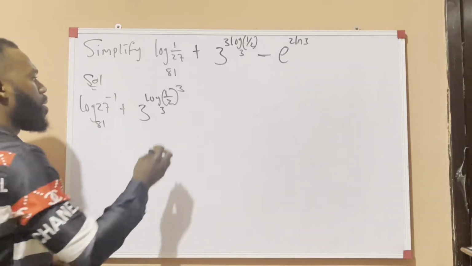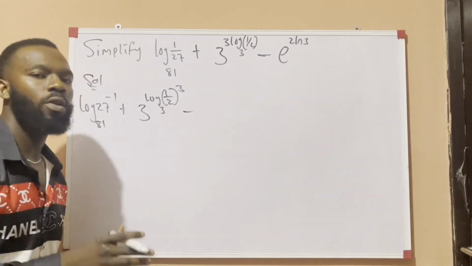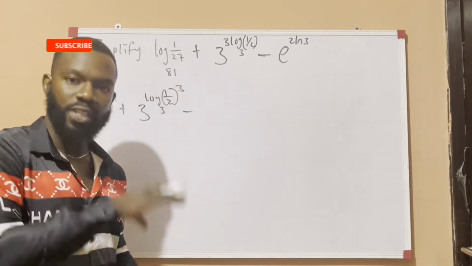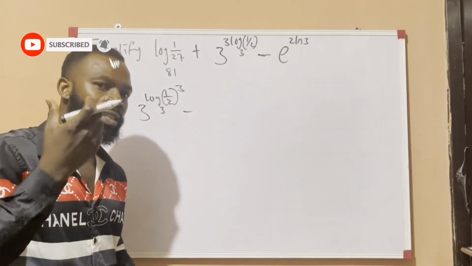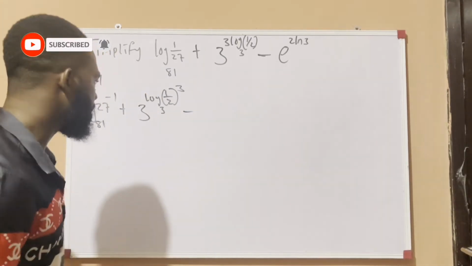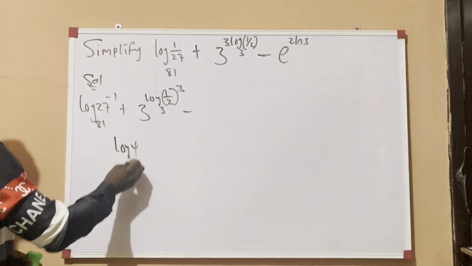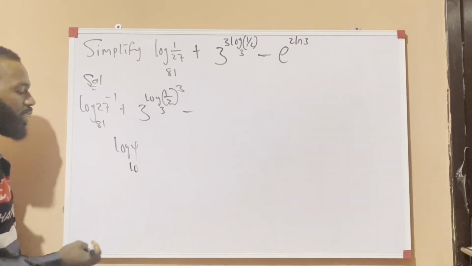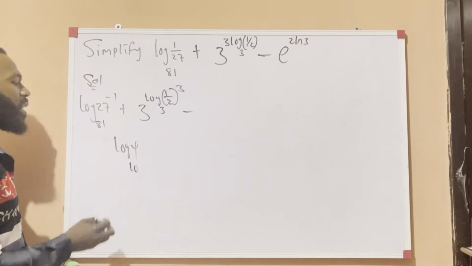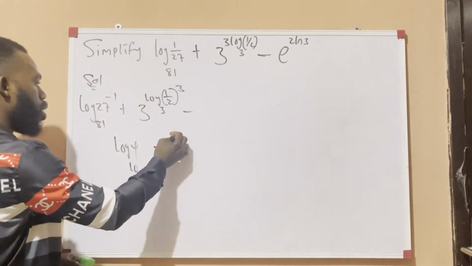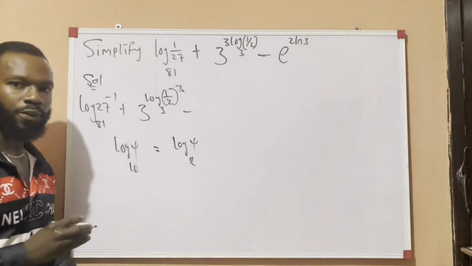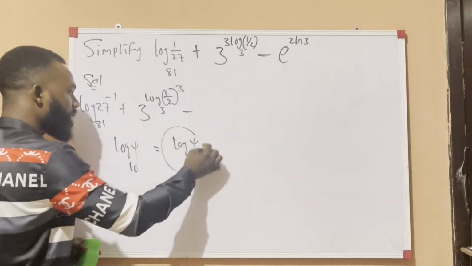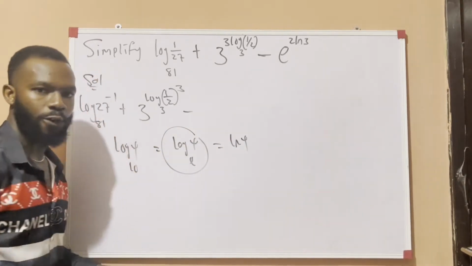Let's proceed. Now, minus, there's what we call common logarithm and natural logarithm. Common logarithm has the base of 10, but natural logarithm has the base of e. So for instance, if I have log 4, log 4 is a common log because log 4 has the base of 10. But if I now say log 4 to the base of e, this is a natural log, which of course can also be written as ln 4.